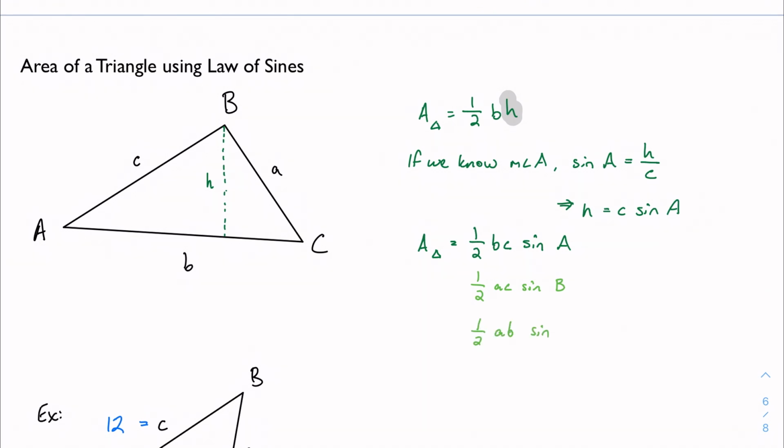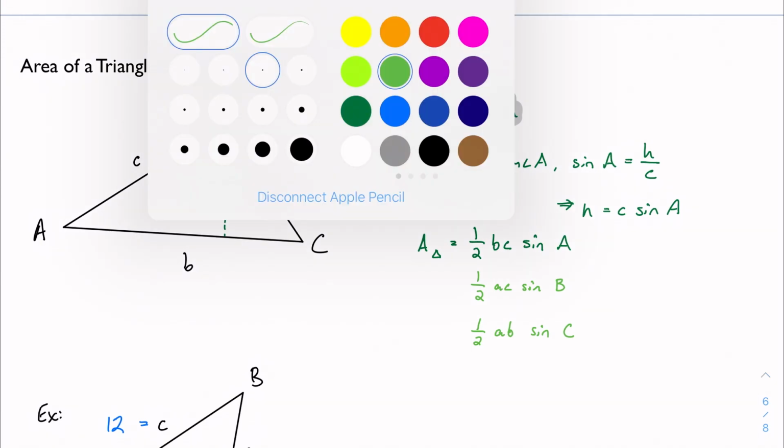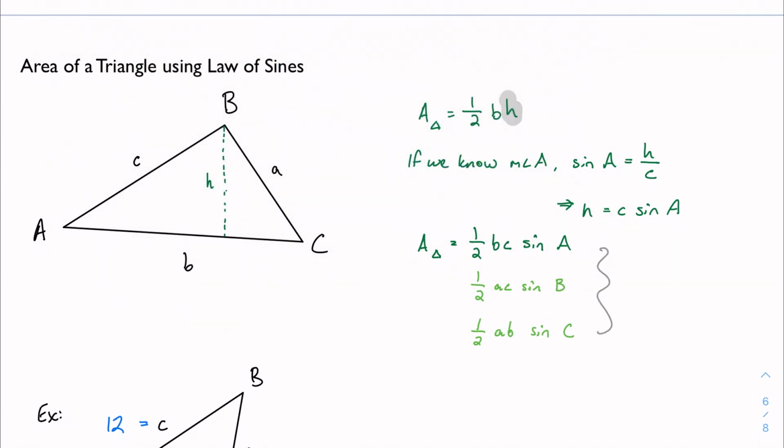As long as, you might notice, and my trick to remember it, all 3 letters are represented once in the formula. Again, this is something that's probably in your formula sheet, so you wouldn't really need to memorize it, but I do find it helpful to remember that all 3 letters are represented once. I have BC sine A, I have AC sine B, and AB sine C.